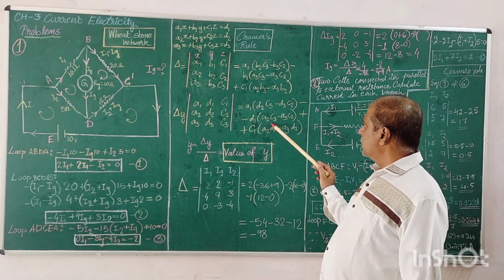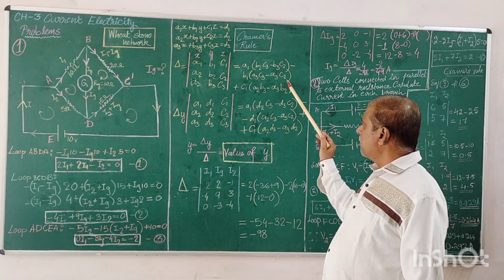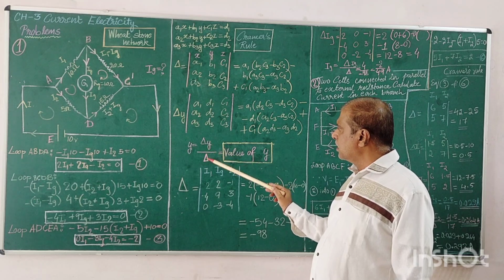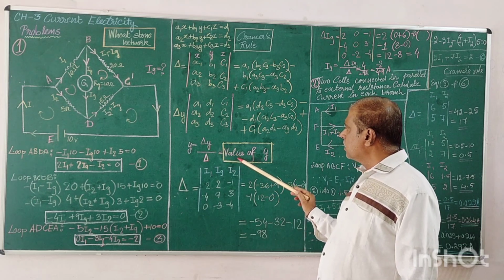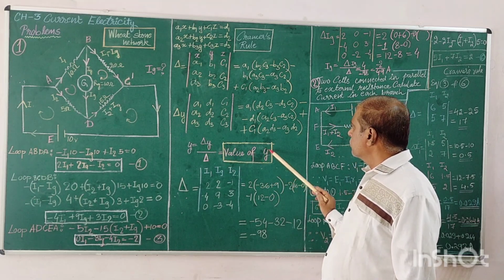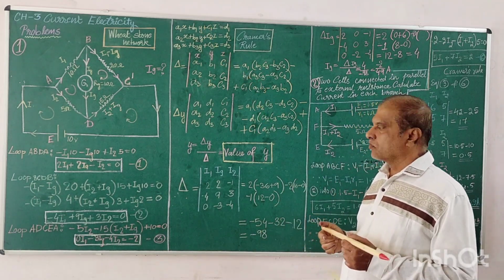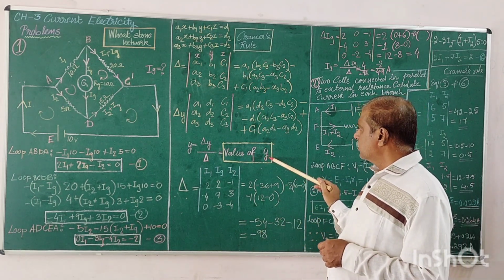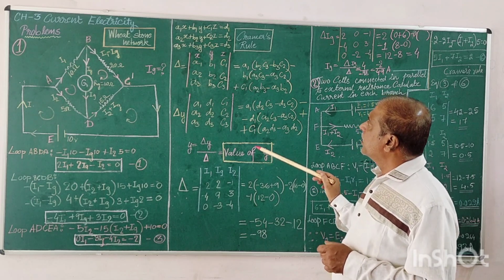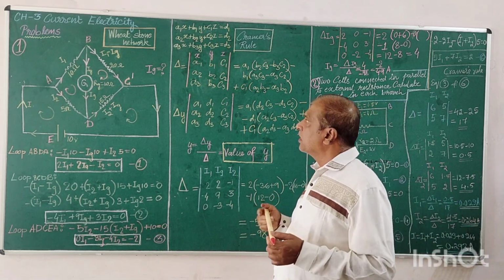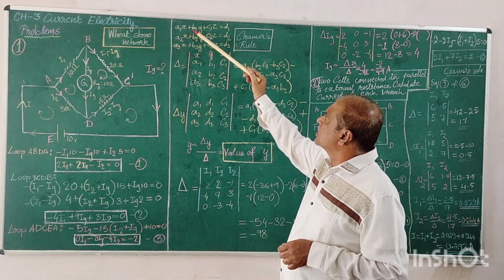So that is a numerical value. Take the ratio, that is delta y by delta, you get a value. That value is the value of y. Numerical value. This is how we can find the value of y. In the similar way, we can find the value of x and z.